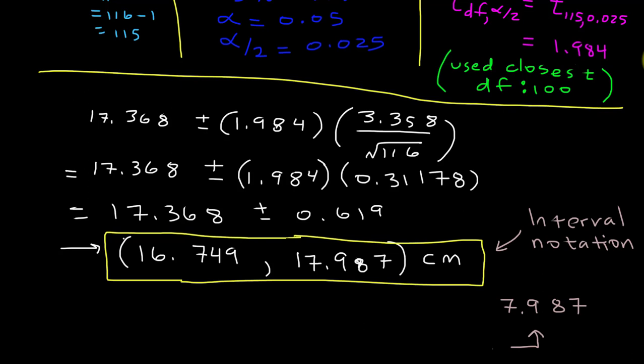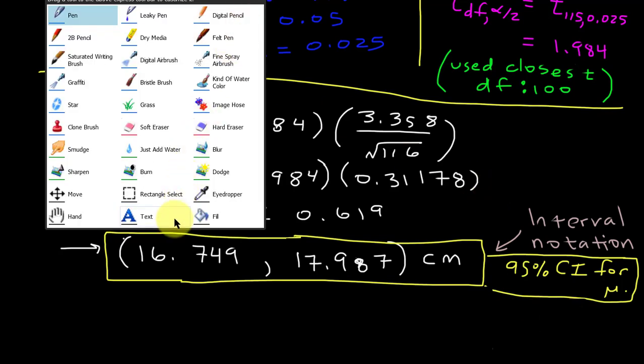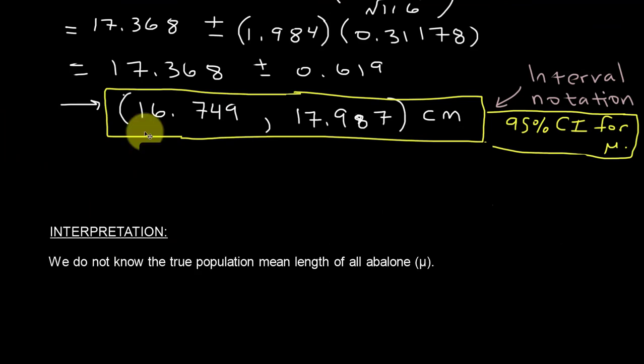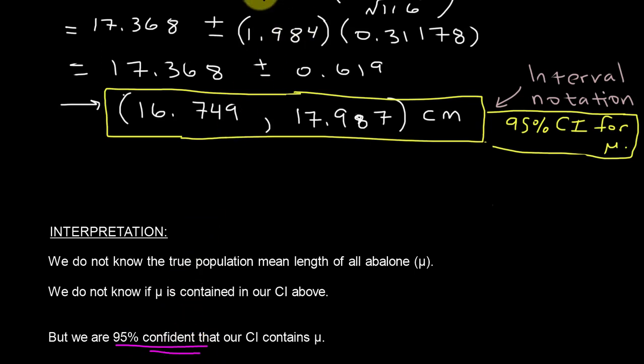Now this was a 95% confidence interval. I'm going to write that here, 95% CI for mu. Remember, we don't know mu. We don't know the population mean. So let's discuss how to interpret these values. Interpretation. Again, we don't know the population mean mu. And so we also don't know if the population mean is contained within our confidence interval that we created in the box above. But what we say is that we are 95% confident that our confidence interval contains mu.